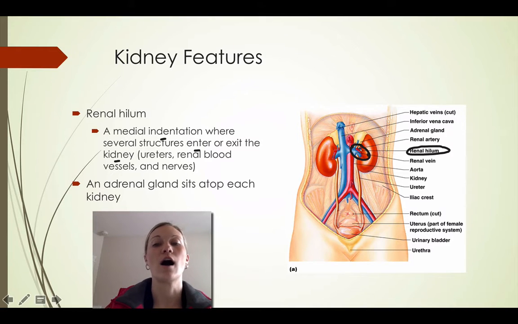Basically, it's where all the important structures are going to exchange their materials. And then, oh, I already told you that the adrenal gland sits on top of the kidneys right there.